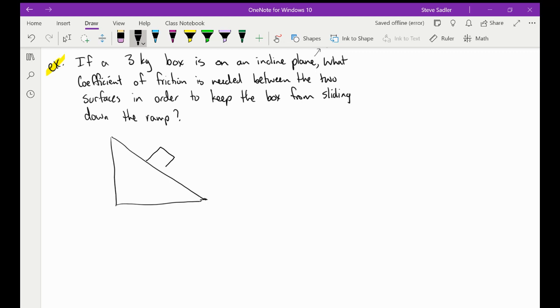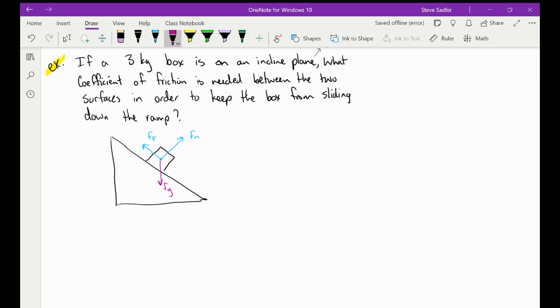So we know that we will have a normal force. In this case, we know we're going to have a force of friction as well, because it says what coefficient of friction is needed, and we have a force of gravity acting downward. That's what's happening in the actual problem. But what we're going to do is split that force of gravity into components.